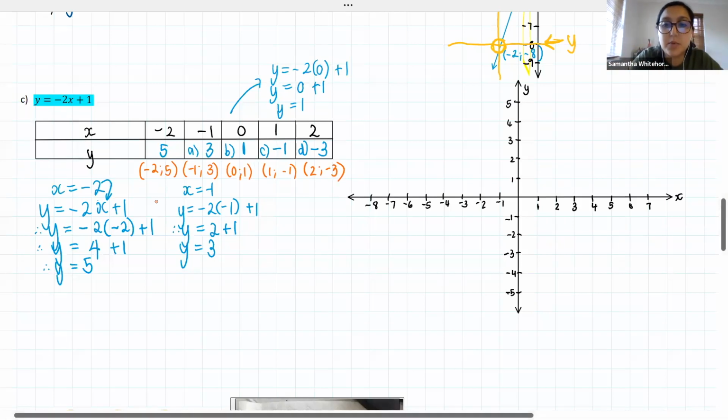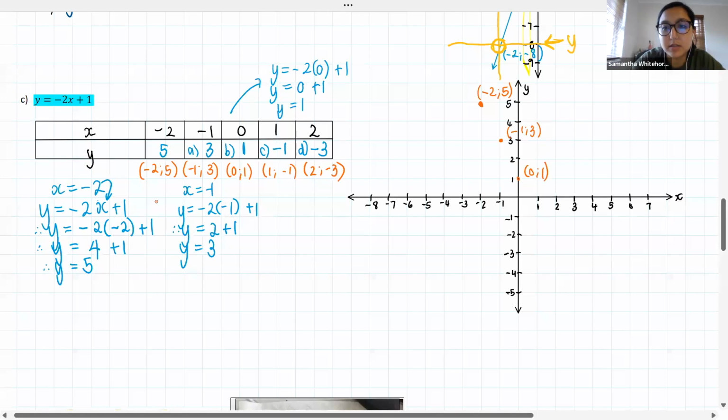Right, so now we plot our points. We go to -2 on the x-axis, so over here. We go up to 5 on the y-axis. If you drew in lines where they meet, you would now plot your point. -2, 5. Again, guys, you don't have to add the labels for the coordinates. I'm just labeling them so that we know which is which. Next is -1, 3, 0, 1.